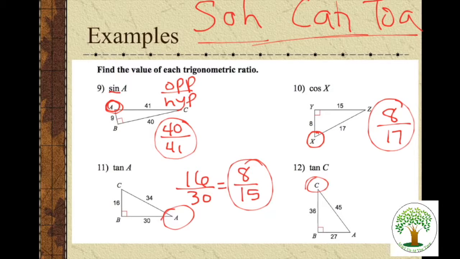So tangent, I hope that you remember the tangent was opposite over adjacent. The opposite is 27. The adjacent is 36. But I have to reduce. I can take a 9 out of both of those. A 9 out of that one will be 3, and a 9 out of that will be 4. I got 3 over 4. Did you guys get 3 over 4? Great. That makes me feel like you guys are catching on.